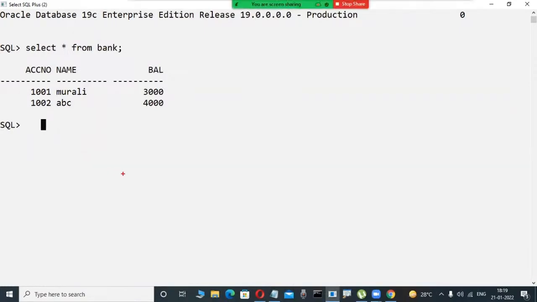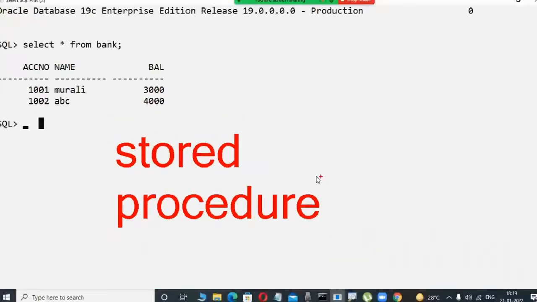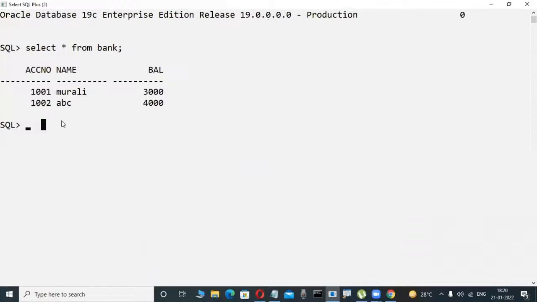Stored procedures are a concept in Java, .NET, Python, and also in MySQL, SQL Server, and Oracle. In stored procedures only, these types of logical conditions are written. That is in our course, on the PLSQL side.